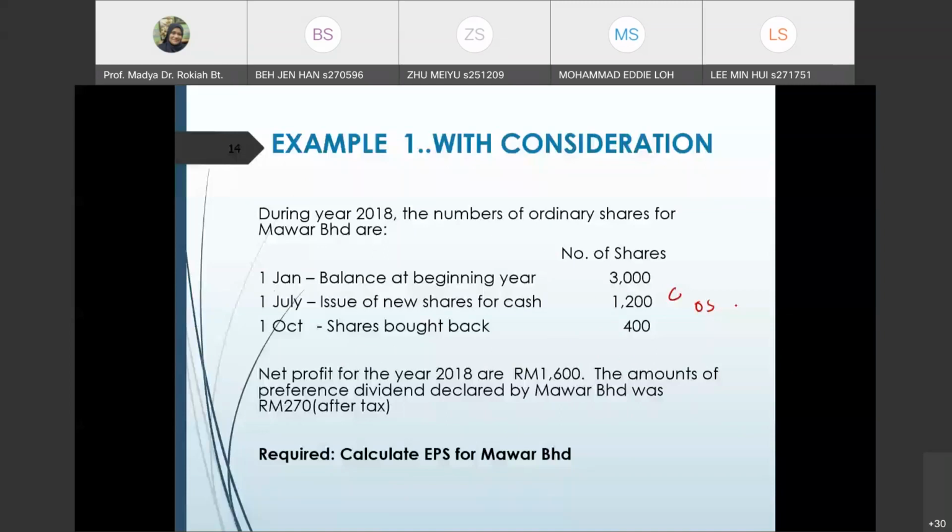And then on the 1st of October, there is a share buyback. Share buyback here: debit ordinary share, credit cash. So the number of ordinary shares is going to be reduced, so we need to minus this one. But again, we need to look at the dates here because we're going to proportionate based on periods. The net profit for the year 2018 was 1,600, and then the preference shares dividend declared by Mawar here was 270.